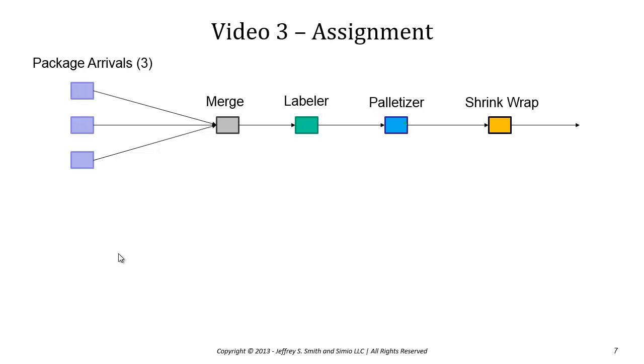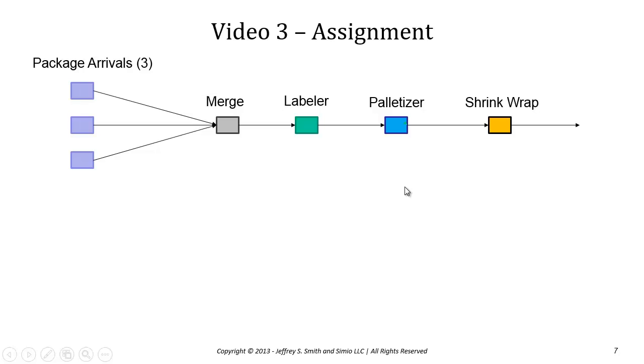The assignment for this module involves modeling a packaging line, and in our packaging line we have three different package arrival sources. They go into a merge point by conveyor. The individual packages then go through a labeling process. They're palletized where they're combined, and the pallets are then shrink wrapped.